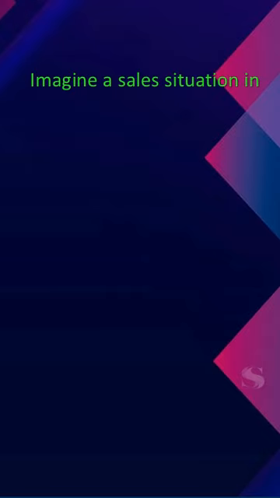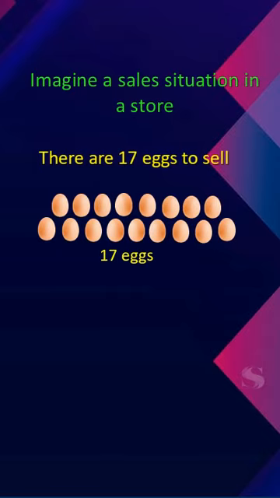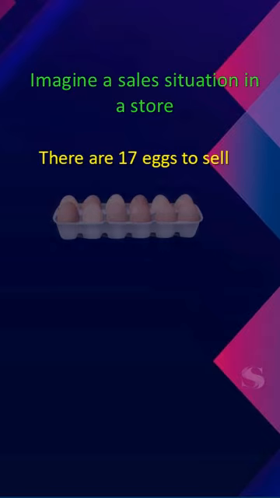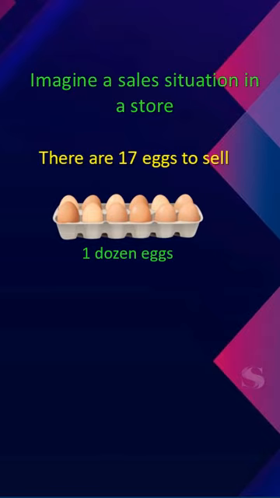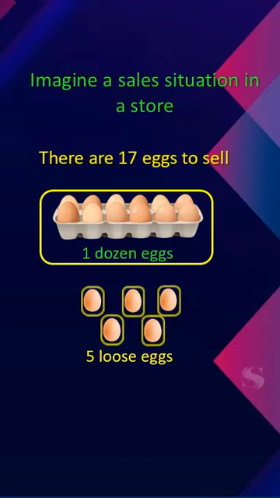Here is a sales situation where a small store has 17 eggs to sell. As usual, eggs are stored in packets of a dozen. Thus, 17 eggs are kept as one box of 1 dozen eggs and 5 loose eggs. It is as if there are 2 packets of eggs, packets made of a dozen eggs each, and packets of single eggs only.